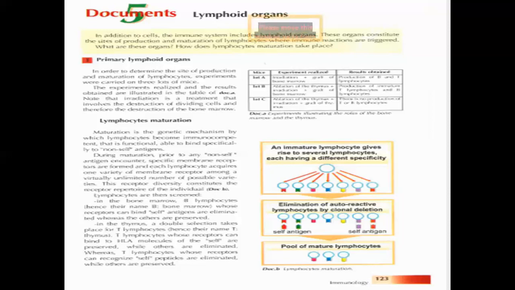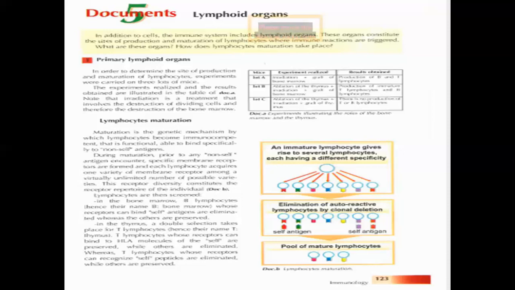So we have here 3 lots of mice, lot A, B, and C. In lot A, we have irradiation plus a graft of bone marrow. So we destroy the bone marrow, then we graft a bone marrow. Results: production of B and T lymphocytes. However, in lot B, we have ablation of the thymus. We remove the thymus. Then we did irradiation. Then we grafted the bone marrow.